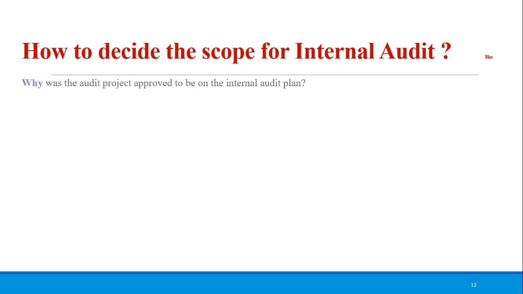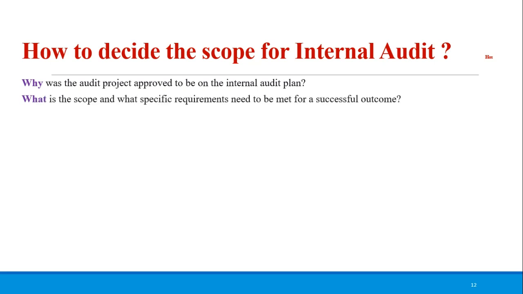Especially if they are taking any assignment, I want to give a list of points on how you can do your scope. Why was the audit in the plan? What are we supposed to do? That's very important, a very clear understanding of that. And the specific requirements, exactly as I said: what is the expected outcome? If the outcome has to be perfect, the inputs have to be perfect.